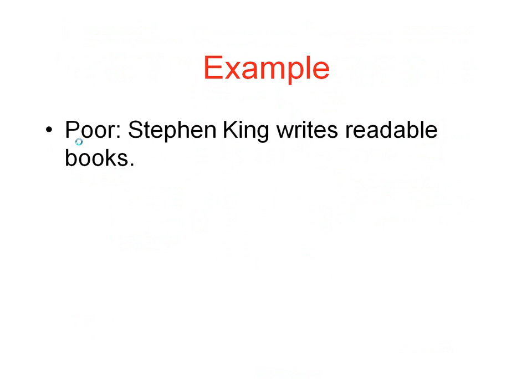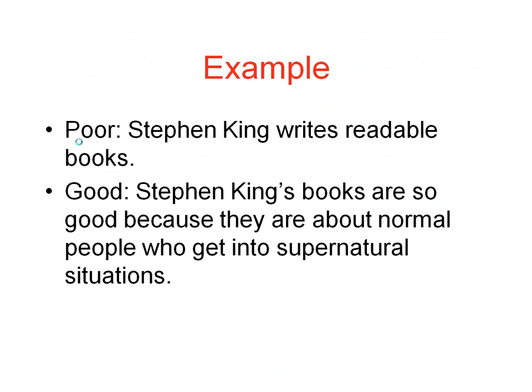Example. This is poor: Stephen King writes readable books. Everybody knows this. Okay, he's written billions of books. This is better: Stephen King's books are so good because they're about normal people who get into supernatural situations. Okay, so we're saying not only that they're good, but we're also saying why they are good. This goes back to what I said about the how and the why.